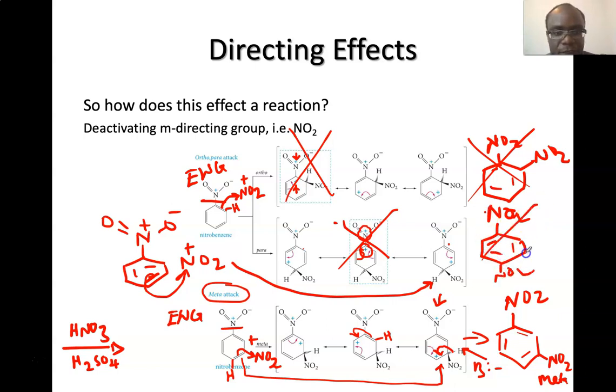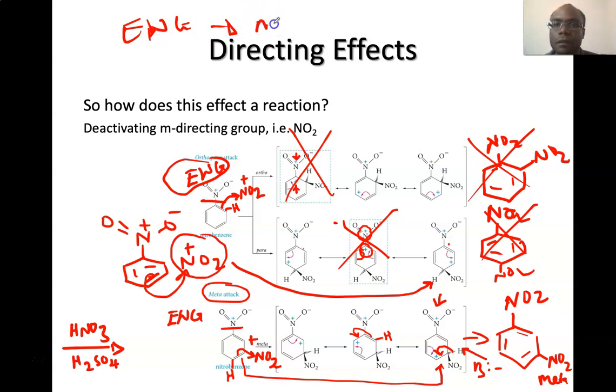So the bottom line is, whenever you have electron withdrawing groups, generally the incoming electrophile, e.g. NO2 plus, Br plus, Cl plus, and carbocation, those ones will be directed meta, not ortho-para. So electron withdrawing groups will direct electrophiles on meta position. So they are meta directors. And remember, the meta position of the benzene ring is position 3 and 5.